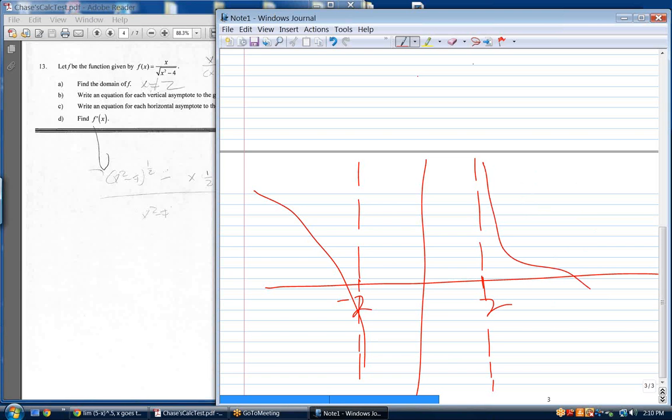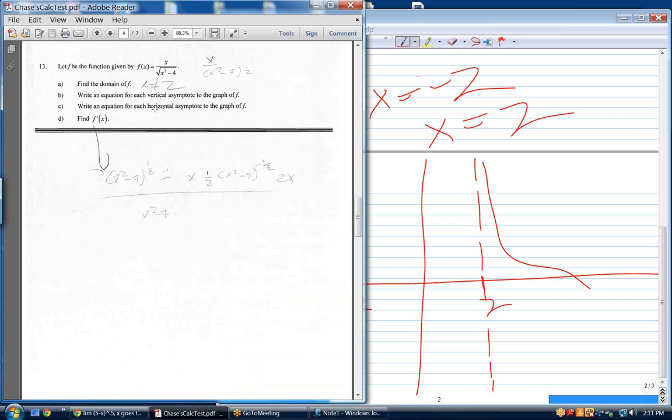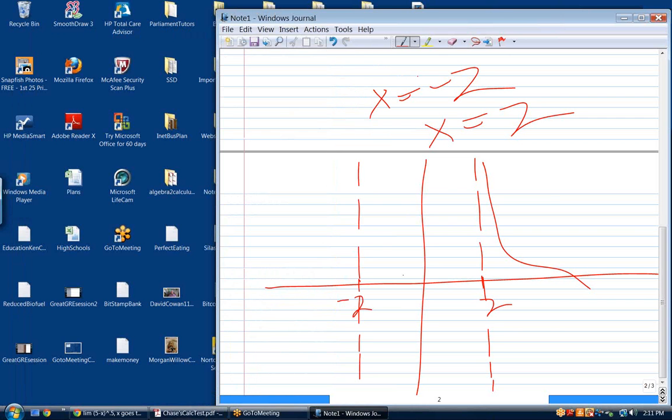It's going to be hyperbolic in nature, but it will not exist in between minus 2 and 2. But anyway, the equations for the vertical asymptotes are merely x equal minus 2 and x equal 2. Write an equation for each horizontal asymptote.